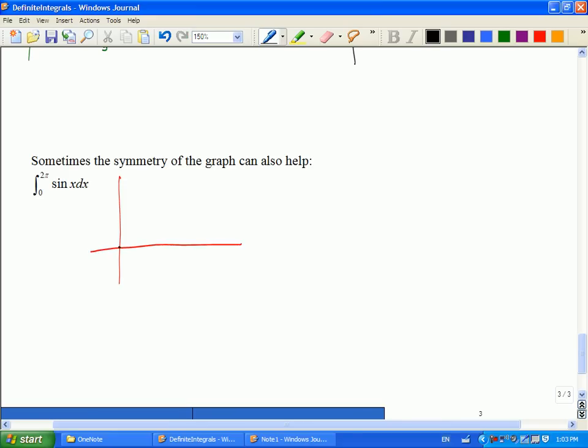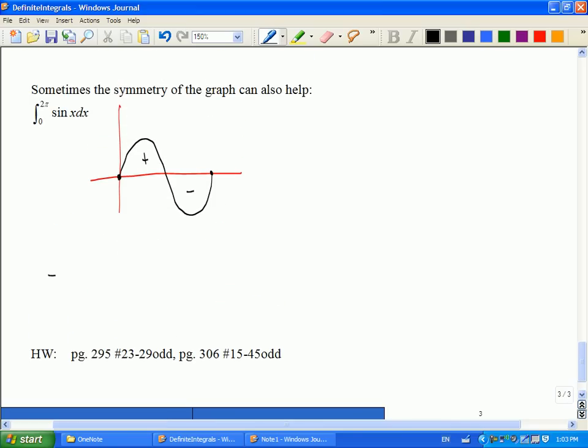Take a look at it. Oh, it's 0. How come? Yeah, it's just equal to 0 because we have as much above as below. The graph has symmetry there. Okay. So if you have a symmetrical graph, they would cancel each other out like that.